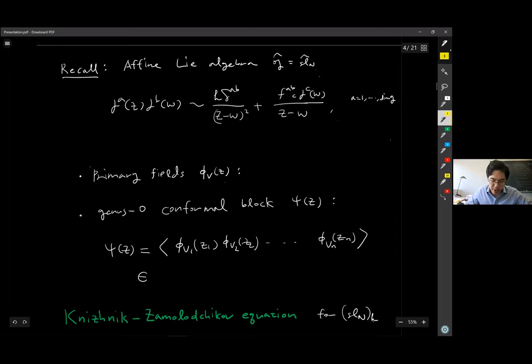Now, first let me recall a little bit about this affine algebra SL_N hat. This is on the 2D side. We have the current J^a(z) with this OPE structure. What's obvious from the OPE is that their zero modes satisfy exactly the SL_N commutation relations. Here f^{abc} is exactly the structure constant of the Lie algebra. k here is a complex number called the level.